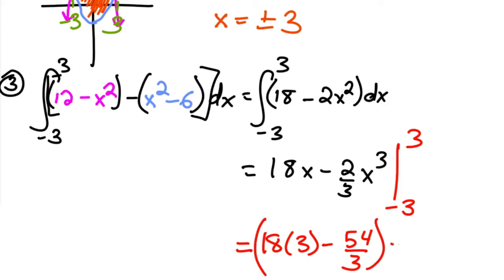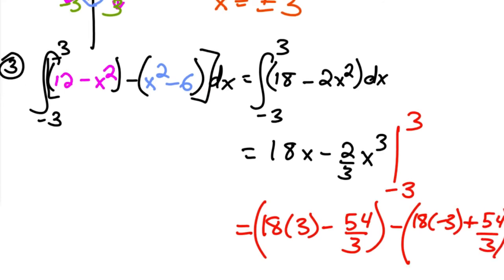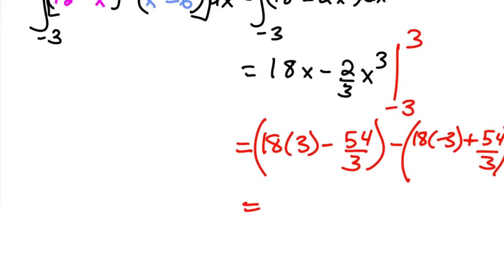So that's the first part. And then minus 18 times negative 3 minus negative 3 cubed, that's negative 27. And then times negative 2, I'm just going to do plus 54 thirds. Okay, and so then that equals the number 72.